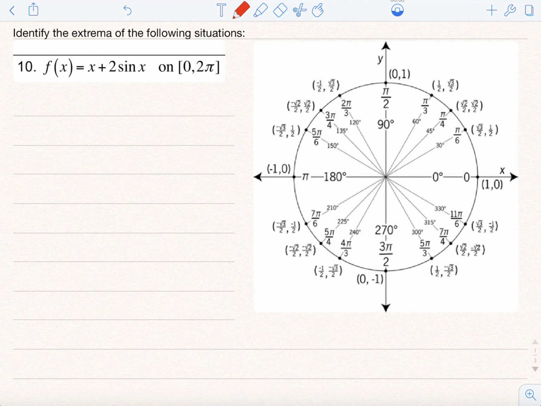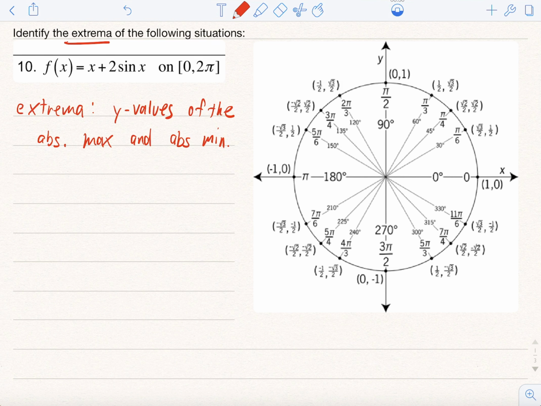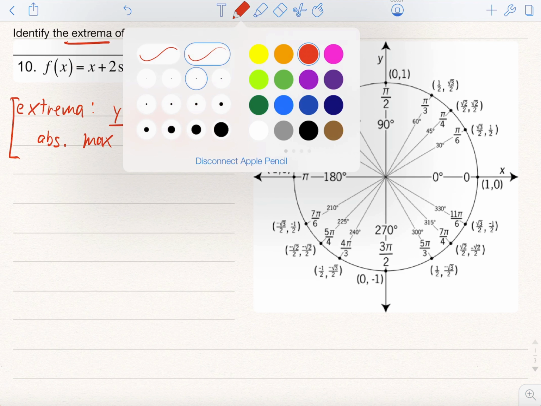All right, this is FO 2.12, number 10. We're identifying the extrema of the following situation for this function f of x. Just to remind ourselves, extrema refers to the y values of the absolute max and absolute min. That definition is pretty important when we're dealing with this problem, because we're not finding the x values, we are finding the y values.